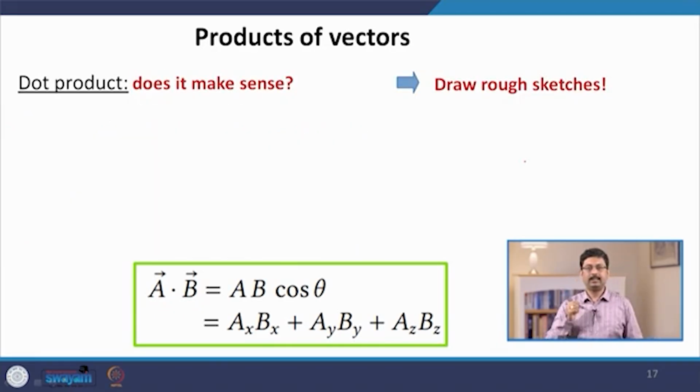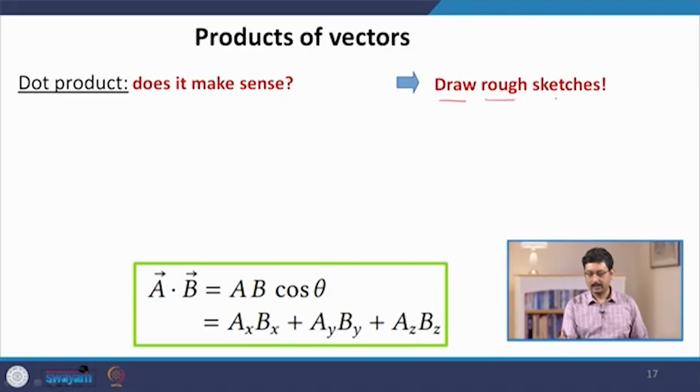Now, here is my second point. When you come across any mathematical formula, do not simply try to remember the formula by force. First try to ask yourself, does it make sense? This is a very important question that helps you understand physics. And what are the strategies? The first strategy is to draw sketches. As you know, there is a saying that a picture is worth 1000 words. So, drawing pictures helps you understand the concept.